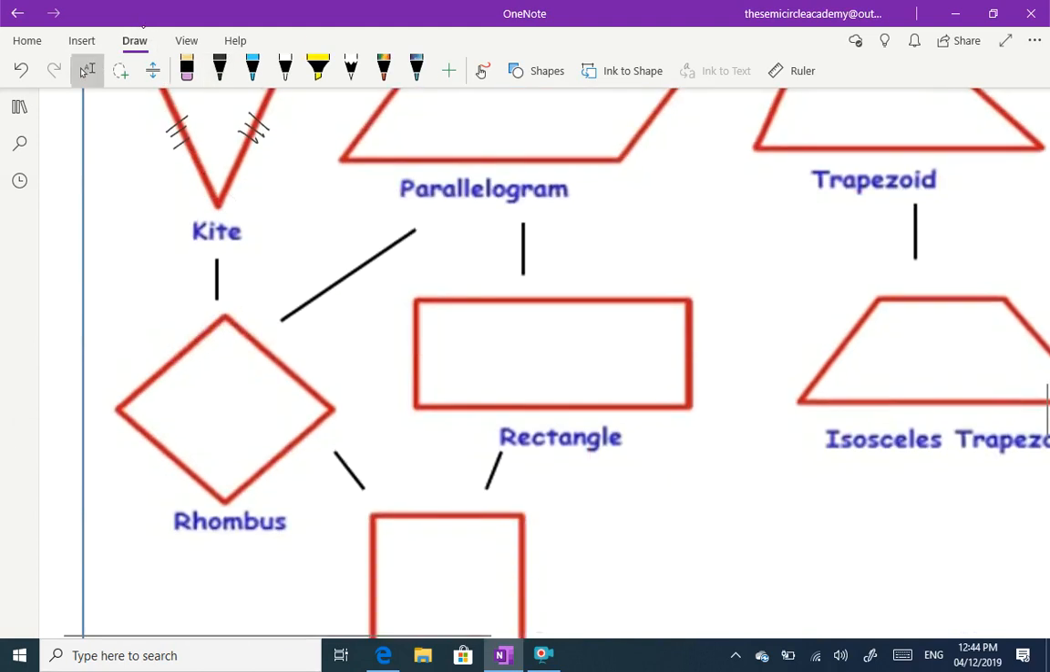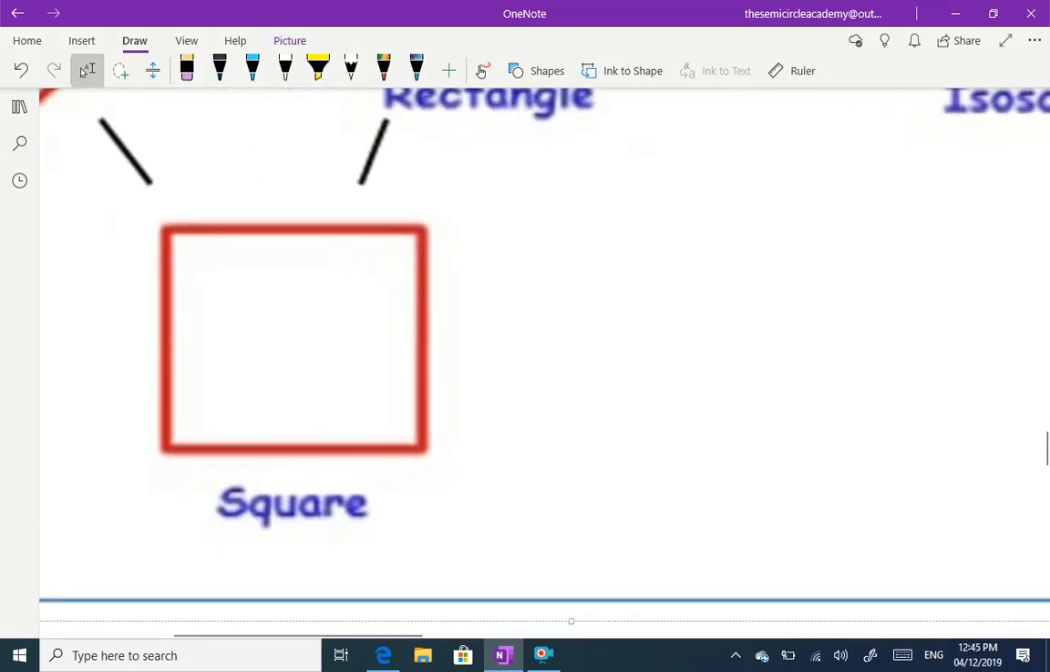A rhombus is very much like a kite, but in this case, all of the sides are equal. However, these angles here could vary. There are a range of different angles that these could be, so they could be almost anything. However, in a square, we see that all of the sides are equal, just like in a rhombus.